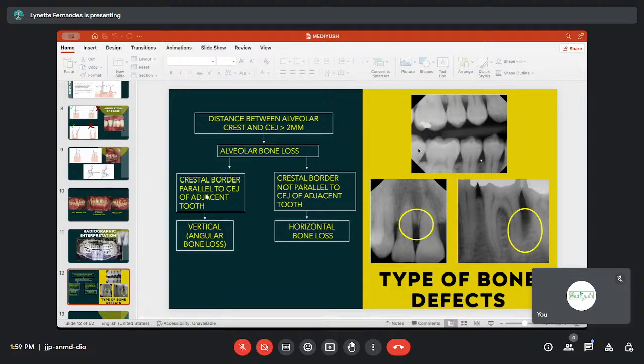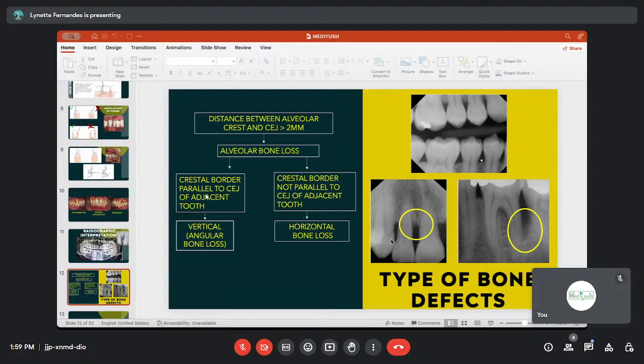So, this is a proper case. There's no bone loss in this. Your bone is never up till your contact point. It's always 2 millimeter below your CEJ. So from the CEJ to your bone level, if it's 2 millimeter, this is a normal radiograph. When it is this condition and this condition, this is known as alveolar bone loss.